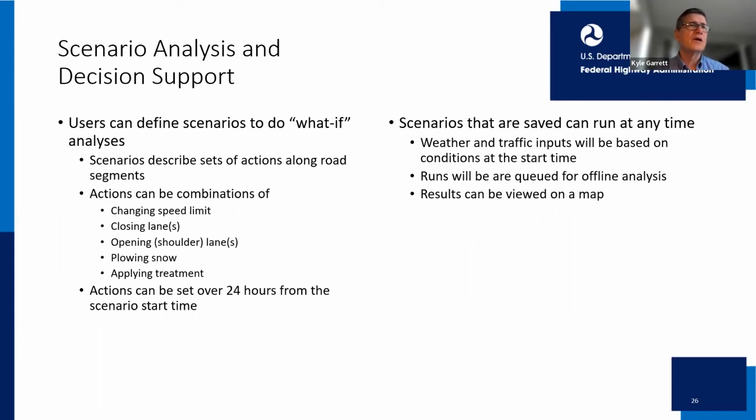When you save it to be run later, then the weather and traffic inputs are based on conditions at the start time when you want it to run. So, for example, I could run a scenario today to look at conditions as they would be expected from other forecast tools to exist in 2 days, or maybe overnight tonight when I know we're going to get some rain where I am. Those runs then get queued for offline analysis. And again, you review the results on a map. In this next phase, we're going to be exporting those to a report as well.